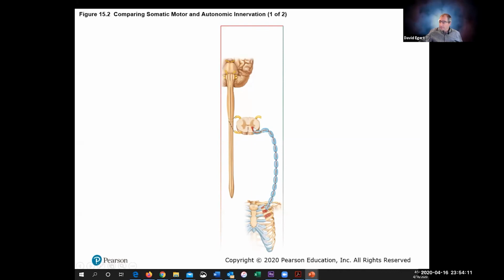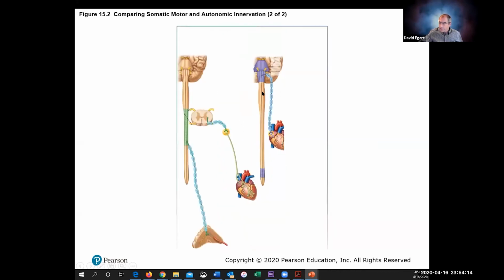This is thoracolumbar outflow. We've got a short first neuron, a long second neuron. Parasympathetic starts from the cranial or sacral regions, with a really long initial one, then a short little one. And what nerve actually is that first one there?